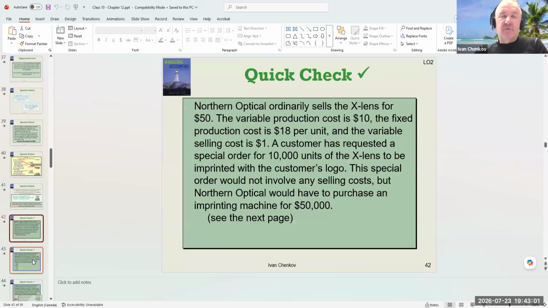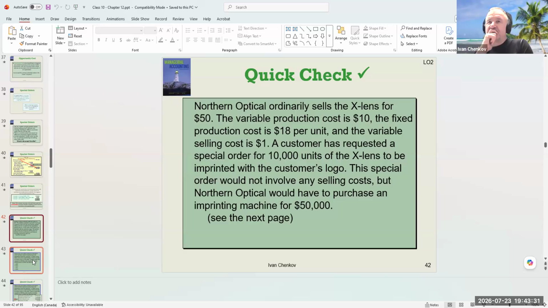So let's do a quick test on this question and this question alone. This company originally sells X lenses for $50. Variable production cost is $10. Fixed production cost is $18. Variable selling cost is $1. So up to this point, my variable cost is $11, and $18 of fixed cost.